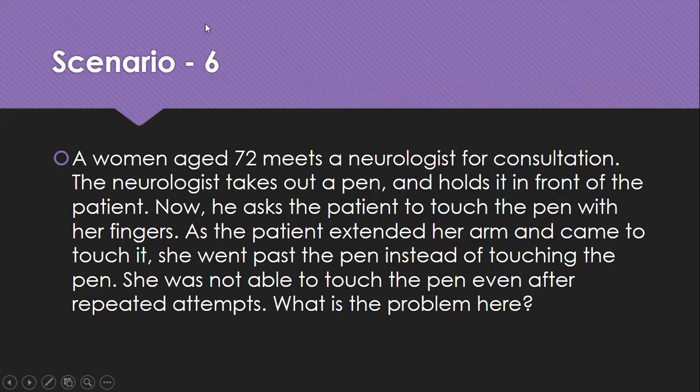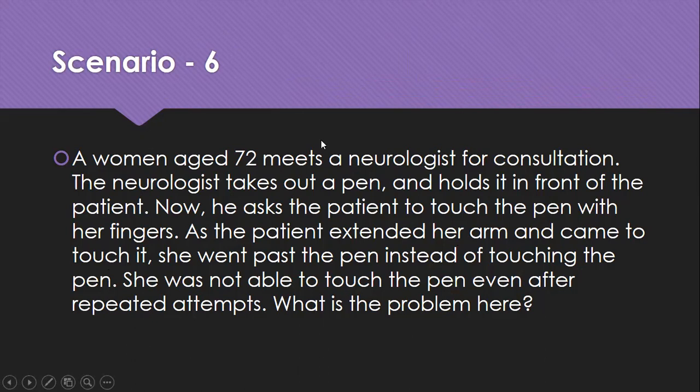Now, with the final scenario here, scenario 6. A woman aged 72 meets a neurologist for consultation. The neurologist takes out a pen and holds it in front of the patient. Now he asks the patient to touch the pen with her fingers. As the patient extended her arm and came to touch it, she went past the pen instead of touching it. She was not able to touch the pen even after repeated attempts. Now, what is the problem here?